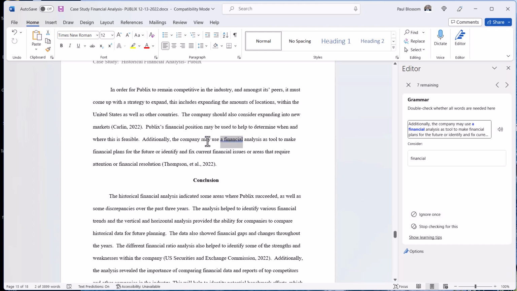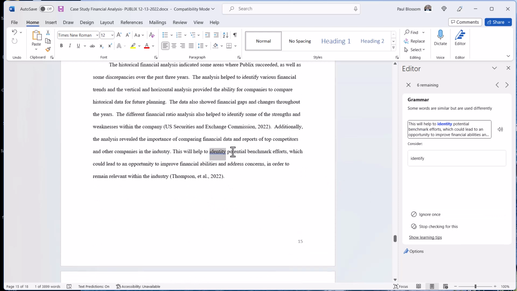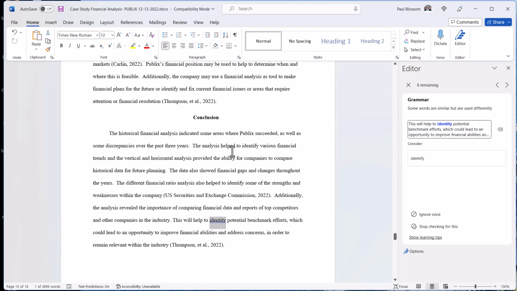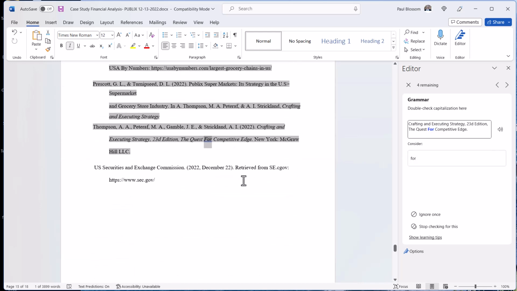This sentence has a problem. It says, additionally, the company may use a financial analysis tool. So we don't need the AS there. Okay, we ignore that. And I should fix that. The as before. This will help to identify potential benchmark efforts. Oh, that says identity, not identify. So again, this identity is spelled correctly, but it's the wrong word. So do that.